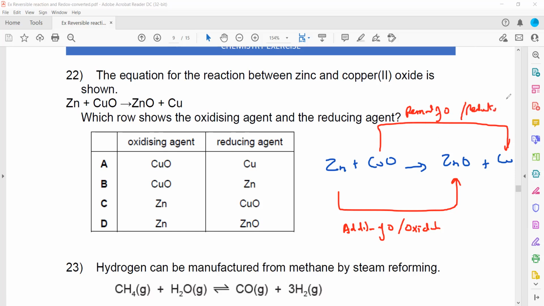And the substance in which reduction happens is an oxidizing agent, and the substance in which oxidation happens is a reducing agent. So they're asking which is the oxidizing agent. So the oxidizing agent is copper oxide. And the reducing agent, the substance in which oxidation happens, is zinc. So copper oxide and zinc, so it matches with option B.